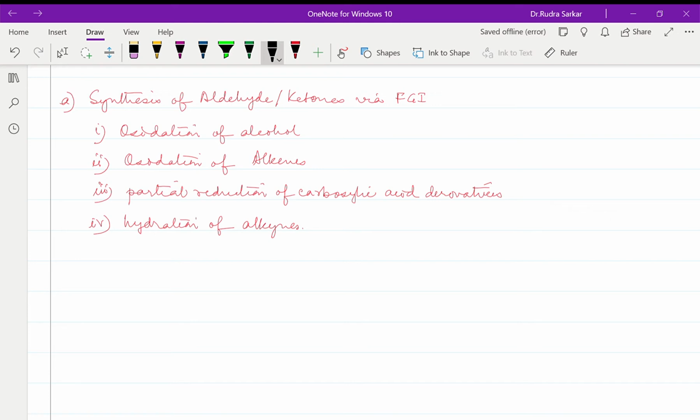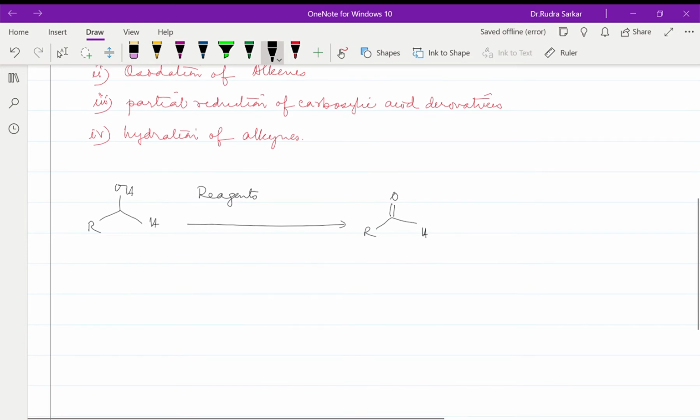So what are the reagents for such a thing? Suppose we are thinking of oxidation of primary alcohol, then here we are listing reagents, and this is going to give us our aldehyde.